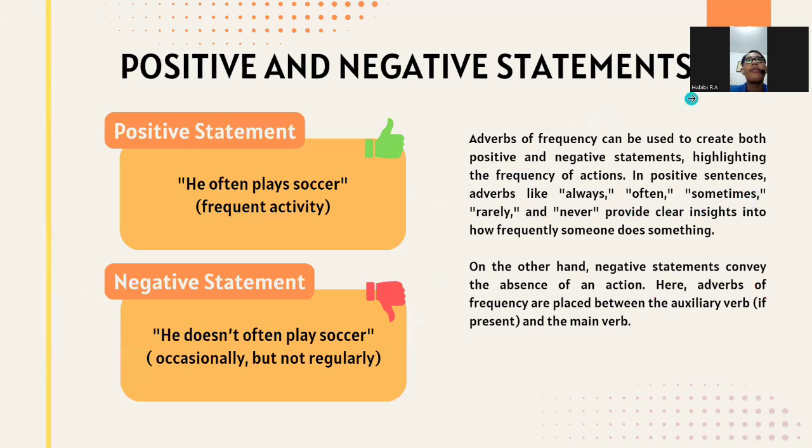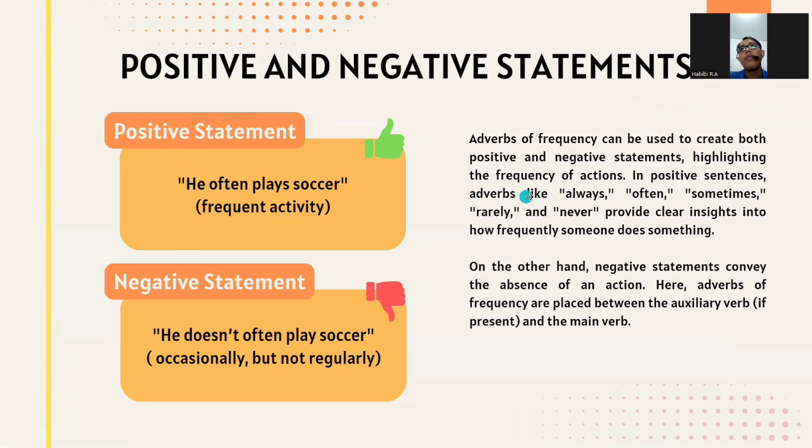Here are examples of positive and negative statements with adverbs of frequency. Adverbs of frequency can be used to create both positive and negative statements, highlighting the frequency of an action. In positive sentences, adverbs like always, often, sometimes, rarely, and never provide clear insights into how frequently someone does something. On the other hand, negative statements convey the absence of an action. Here, adverbs of frequency are placed between the auxiliary verb, if present, and the main verb.